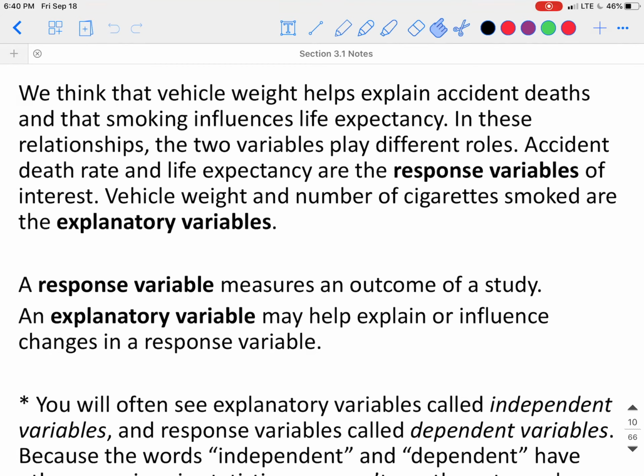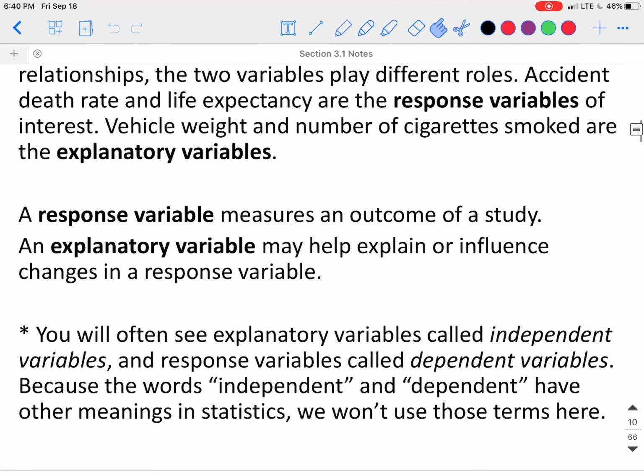So a response variable measures an outcome of a study, while an explanatory variable helps explain or influence change in a response variable. You will often see explanatory variables called independent variables and response variables called dependent variables. Because the words independent and dependent have other meanings in statistics, we are not going to be using those terms.